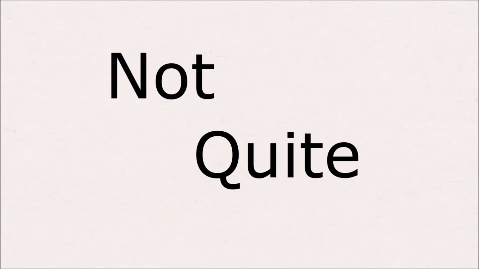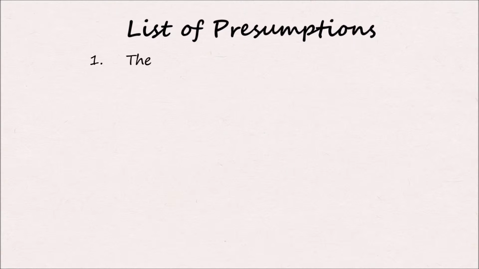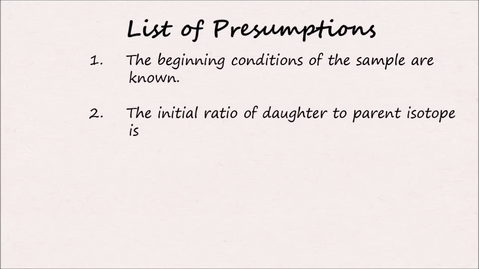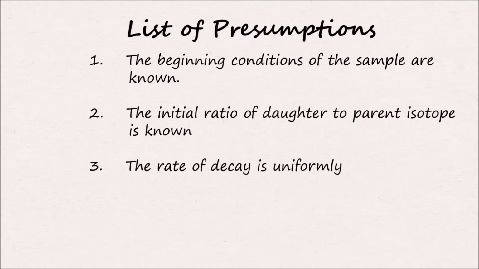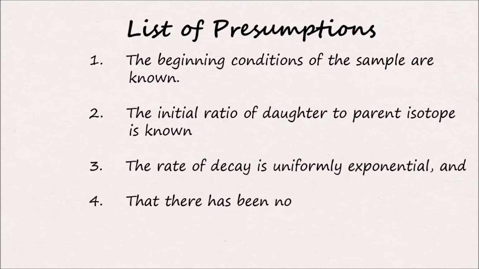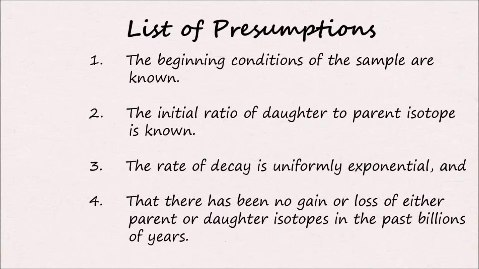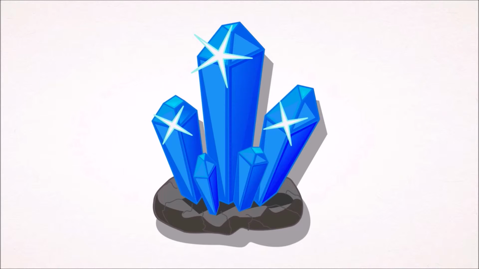Well, not quite. This method assumes that 1. The beginning conditions of the sample are known. 2. The initial ratio of daughter to parent isotope is known. 3. The rate of decay is uniformly exponential. And 4. That there has been no gain or loss of either parent or daughter isotope in the past billions of years. Basically, this method can only be applied to a 100% contamination-free and perfect in every way sample, which is rare to say the least.